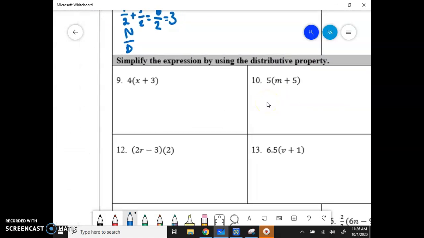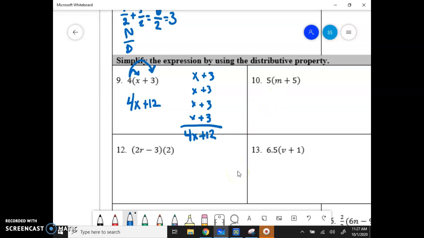Simplify the expression by using distributive property. So we're just multiplying 4 times this term and then times the next one. 4 times x. 4 times x is just 4x. All right, 4 times 3 is 12. Okay, if you're having a hard time conceptualizing this, this is really just saying there's 4 sets of x plus 3. So you have x plus 3, x plus 3, x plus 3, x plus 3. Okay, and if we count that up, 1, 2, 3, 4 x's, 3, 6, 9, 12. There we go.